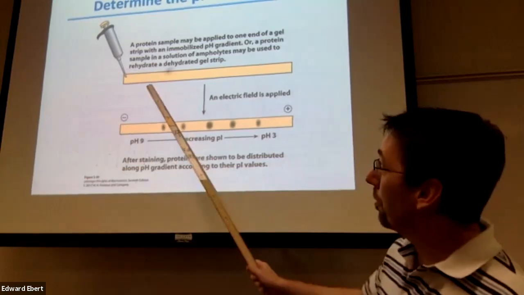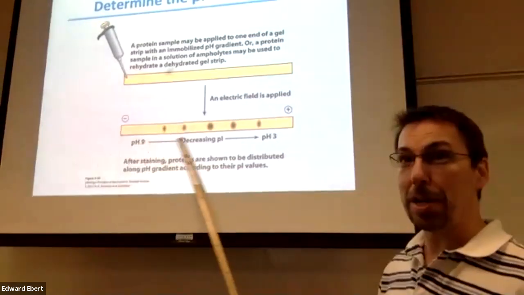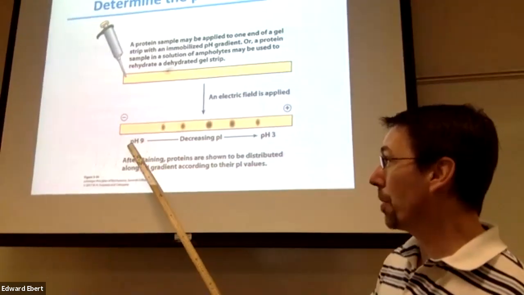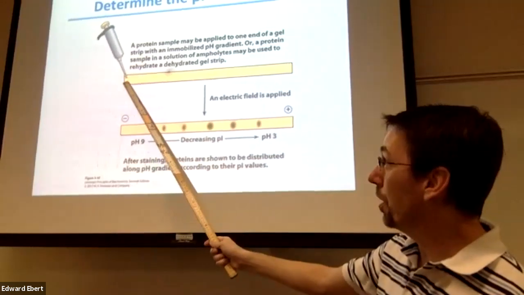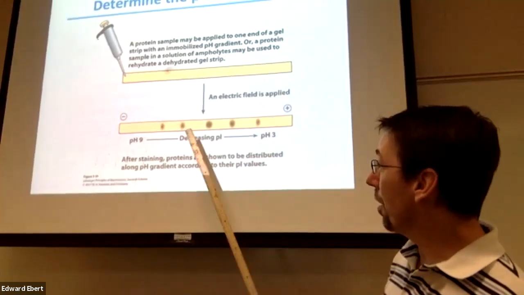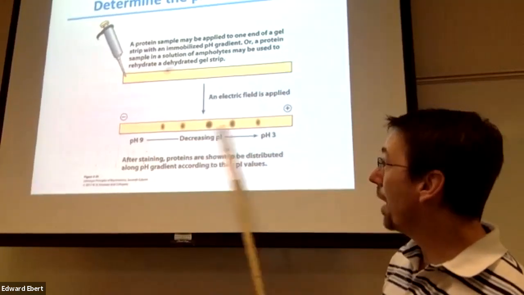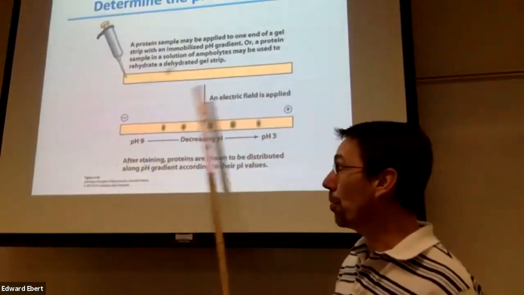Okay? So what we can do is make our gel so that we have a gradient of pH. In this example, our pH might go from 9 to 3. We inject our sample at one end of our gel up here, run our electric field across here. We see our decreasing pI as we go across here, as we change our pH. So our proteins are going to migrate.